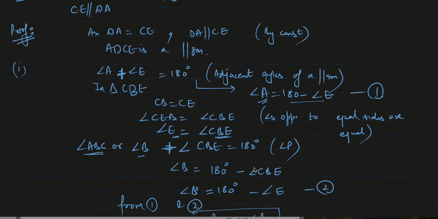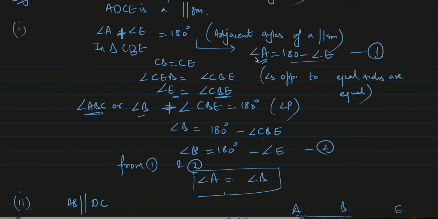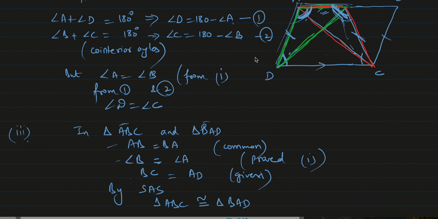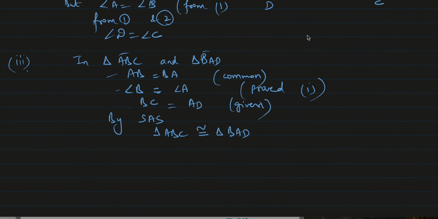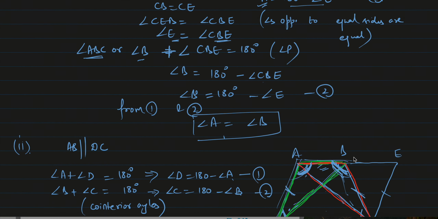and then I can say by CPCT the fourth part, which we have to prove, the diagonals are equal. Yeah, diagonal AC and diagonal BD. As the two triangles are congruent, their corresponding parts are equal. So I can write that AC equals BD, that's part 4, by CPCT. Done with the questions. This was the important question, students. I hope it's clear. Please revise it.